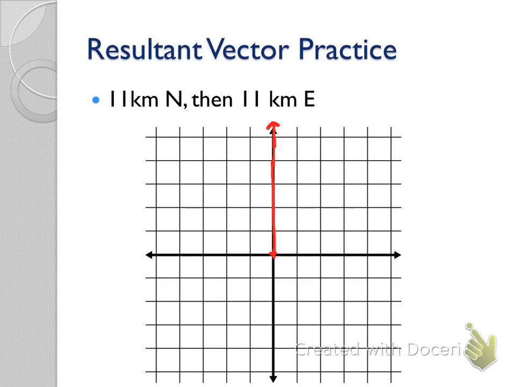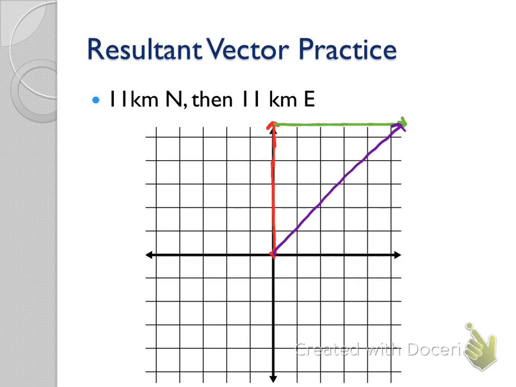So do I start from the origin again? No, I don't. I start from here. 2, 4, 6, 8, 10, 11, right? Roughly right there. Okay, so if I wanted to draw my resultant vector, I go where? From the origin to the tip of the last vector. Good. From the origin to the tip of the last vector.